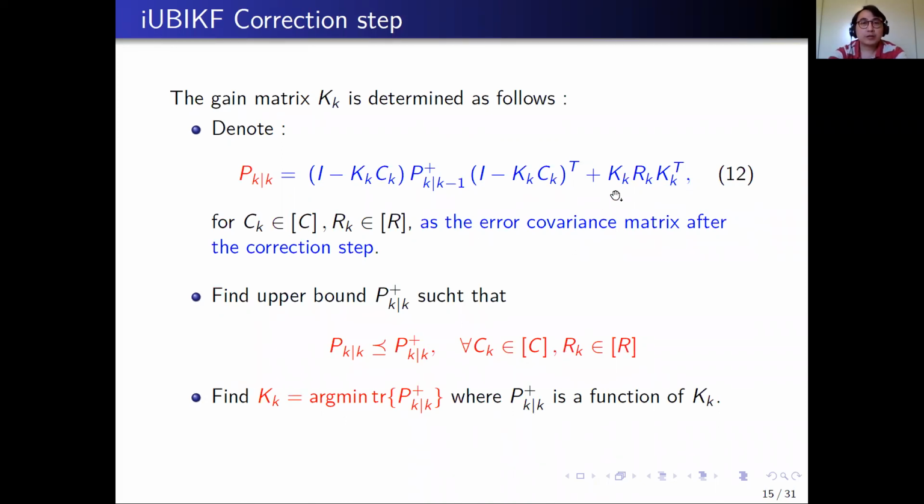First, we denote this term by P_k|k as the error covariance matrix after the correction step. Then we find the upper bound P plus k|k of this term for any C_k in the interval C and R_k in the interval R. And finally, the gain matrix K_k will be chosen as the minimizer of the trace of P plus k|k, where this term is a function of the gain matrix K_k.